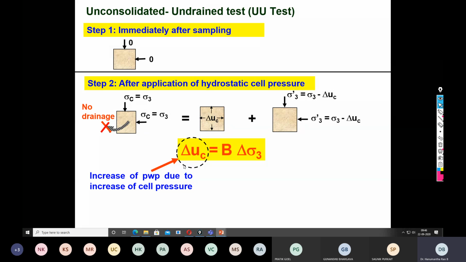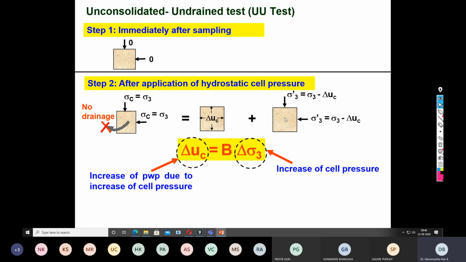So again, as I explained to you, this is called the excess pore water pressure or increase of pore water pressure. Remember, this excess is because of the delta sigma 3. We are imposing some additional load, so an increase of cell pressure.